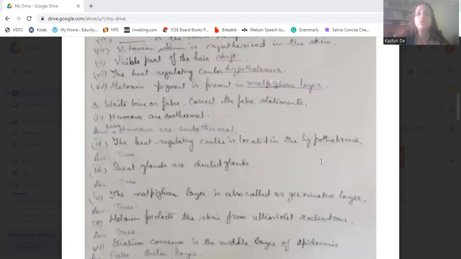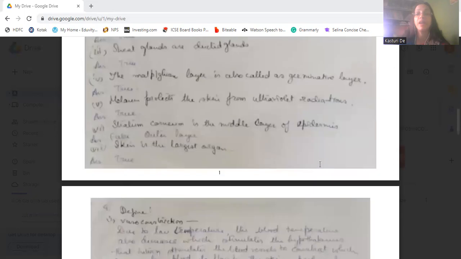Now write true or false and correct the false statements. Humans are exothermal. No, they are endothermal, that is, they are warm-blooded. They do not change with environmental change; they remain stable. Whereas exothermal animals are cold-blooded animals, and they change with the environmental temperature. The heat regulating center is located in the hypothalamus.